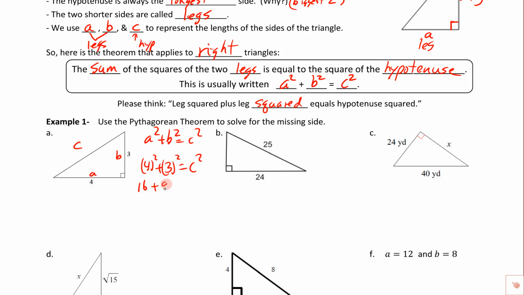This is a 16 and this is a 9, and you can see why it's so useful to have those memorized. It goes very quickly, we don't have to reach for a calculator. This is going to be 25 over here equals c squared, and then we need to undo the square on the c, so we're going to take the square root of both sides.